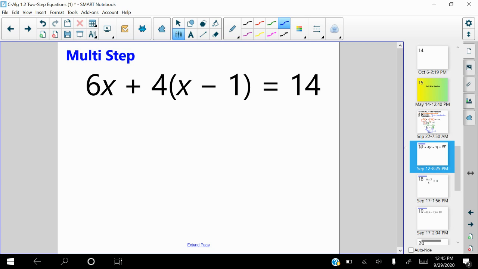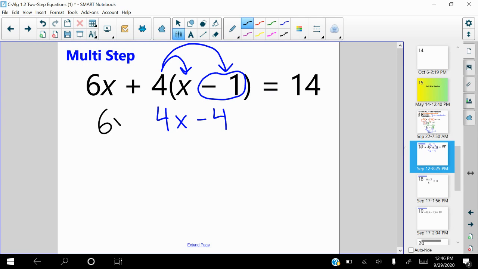And I see that we have this 4 very, very close to our set of parentheses here, which tells me I'm going to use the distributive property to distribute inside here. I'm going to circle that minus 1. That way visually I know I'm multiplying 4 by negative 1. So when I do that, I have 4 times x, which is 4x. 4 times negative 1, which is negative 4, and we write it as minus 4. I'm going to drop everything else down.